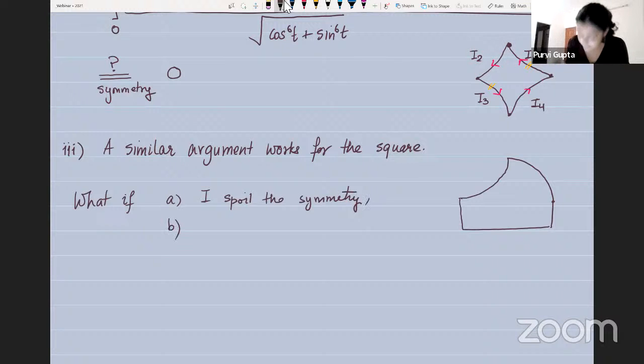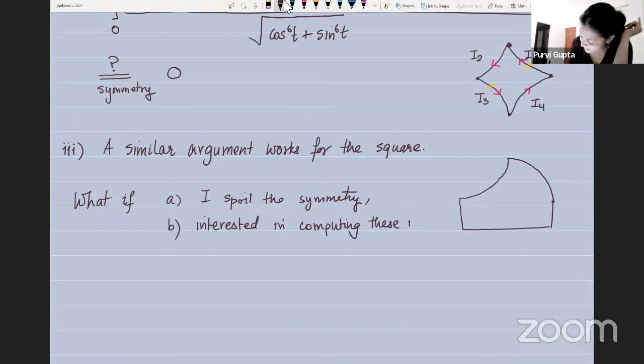Or the second thing is, I work with those curves themselves, but what if I am interested in computing these integrals for the portion of the curve that's in the first quadrant.